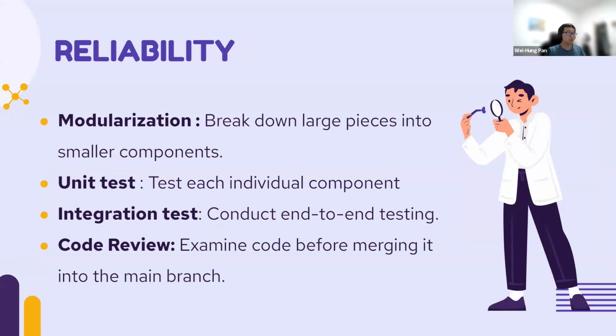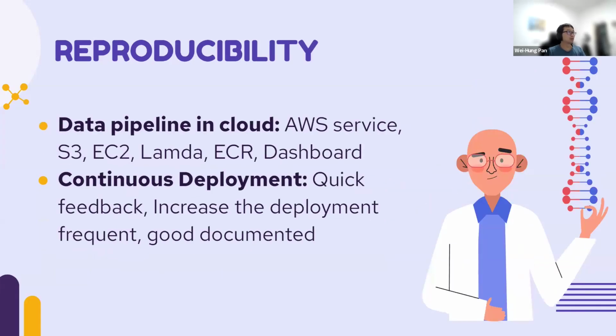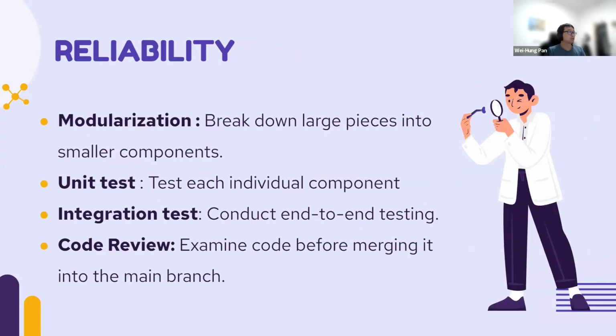So then we need to talk about reliability and reproducibility. What does reliability mean? Reliability means if I myself run this a lot of times on this machine, it should give a consistent result. But most of the time that is not the case.